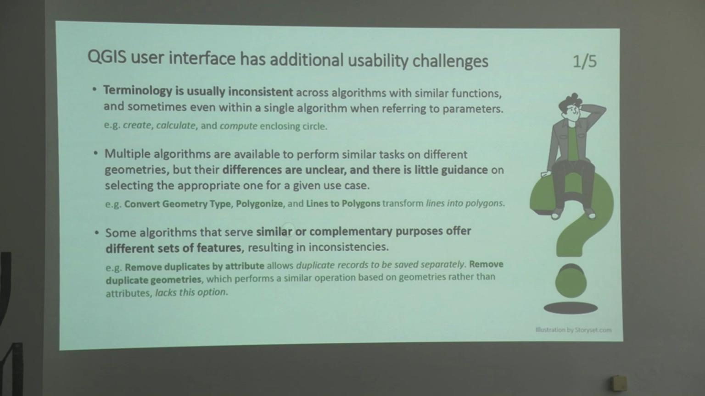The first one is the terminology. It's quite inconsistent between tools, but even in the same tool, inconsistencies exist. For example, if you want to create an enclosing circle, you can create, calculate, and compute it. And these are all terms used in the same tool. Multiple algorithms are available to perform similar tasks for different geometries, and their difference is not very clear. There is also little guidance about it.